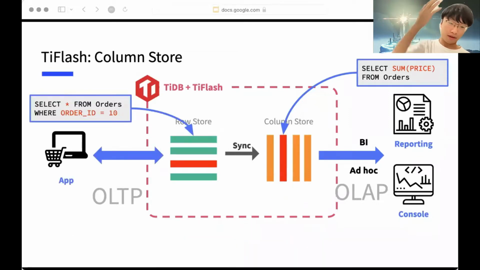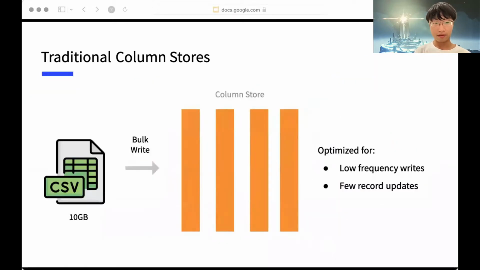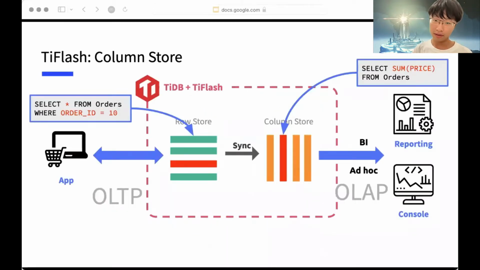So you can see now we have both row storage and columnar storage, and our OLTP and OLAP workloads are both handled. Now let's see some technical details. I have a question here: would the OLAP part slow down our OLTP part?